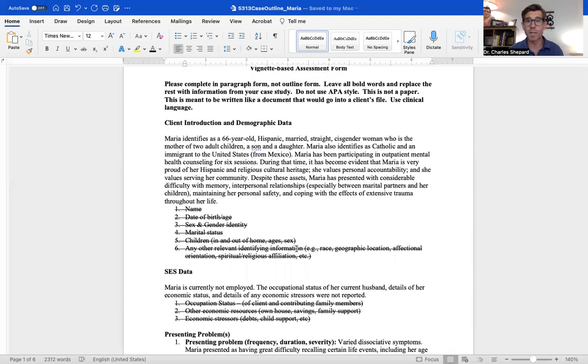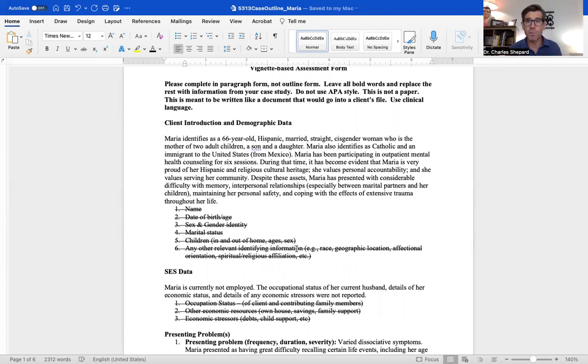Maria has been participating in outpatient mental health counseling for about 6 sessions. During that time, it has become evident that Maria is very proud of her Hispanic and religious cultural heritage. She values personal accountability, and she values serving her community. Despite these assets, as you can see here, I am attempting to asset frame.